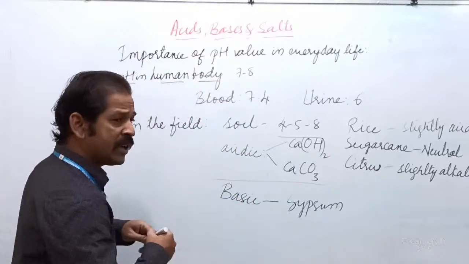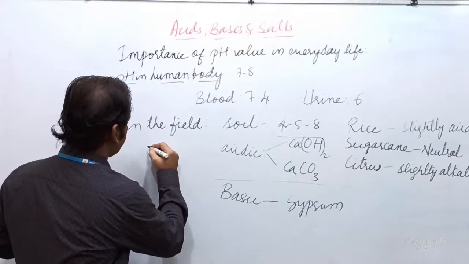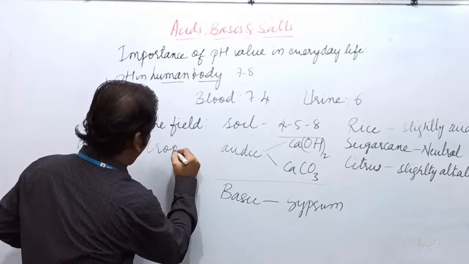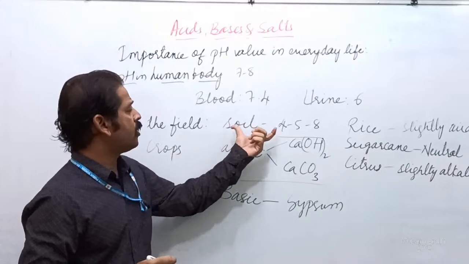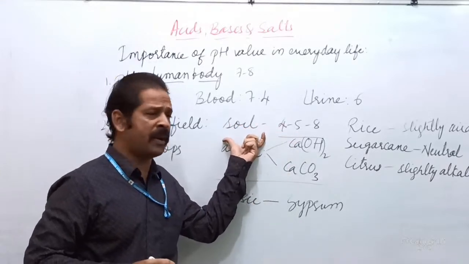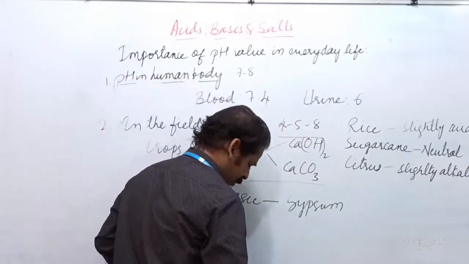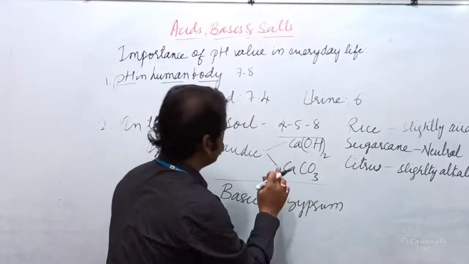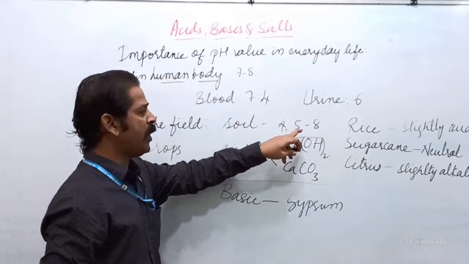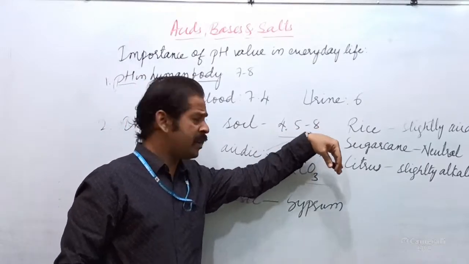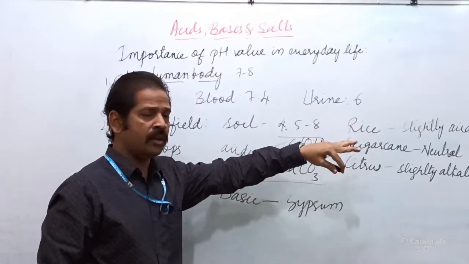Actually, in the field, for the crops, the soil should have a suitable pH. Usually, the soil pH value will be 4.5 to 8. It is a range of soil.